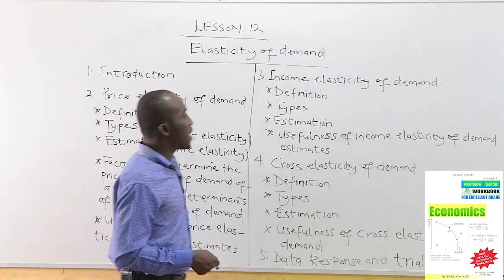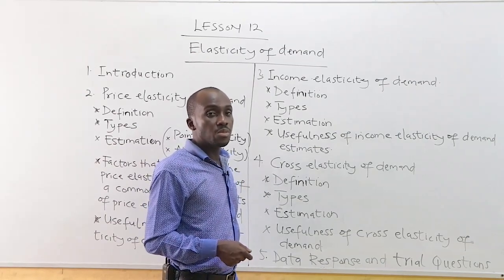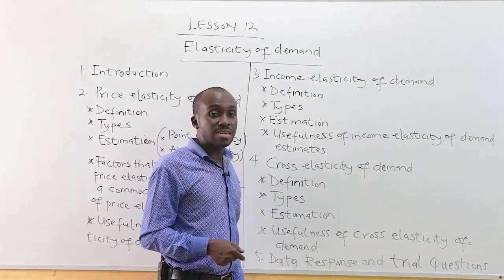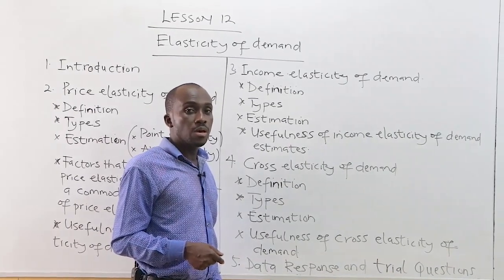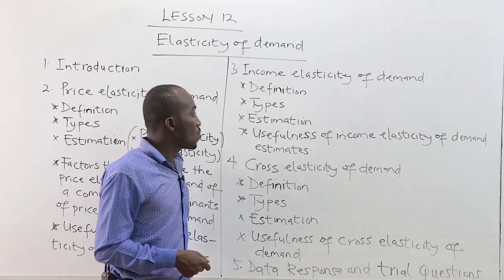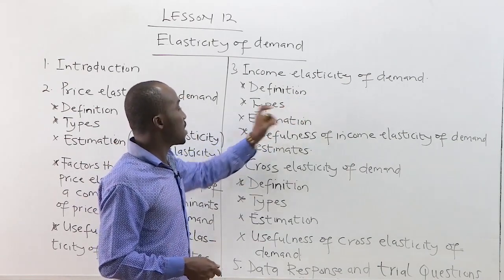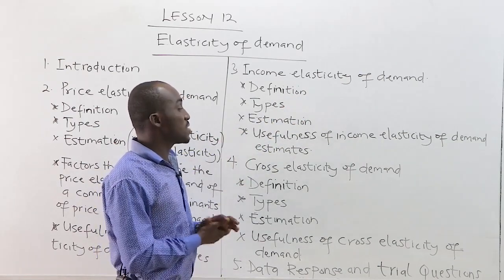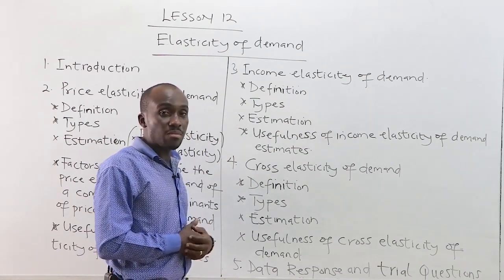Then we come to income elasticity of demand. We know that elasticity of demand is of three types: price elasticity, income elasticity, and cross elasticity. So in income elasticity, we look at the definition, the types, how to estimate it, and what is the usefulness of income elasticity of demand.